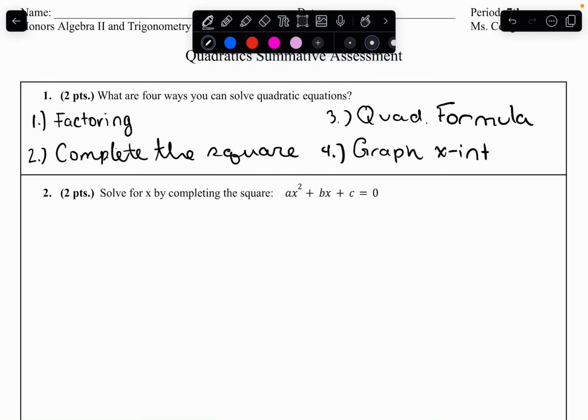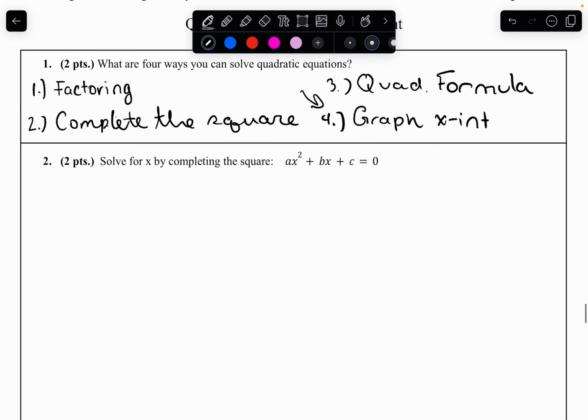For question number 1, you are being asked, what are the 4 ways that you can solve a quadratic equation? And the 4 ways are the following: factoring, completing the square, the quadratic formula, and then if you were to graph the function, then you would identify the x-intercepts, and that would be the solution. Number 4 was not available to you because your test was a no calculator test, so potentially that's why all of you got that question wrong, but it's cool.